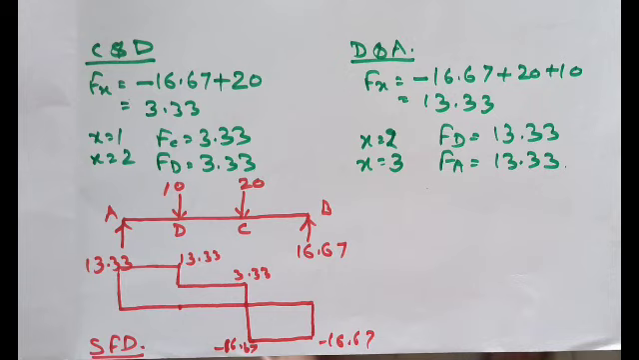Then in the last section we see Fd equal to 13.33. Initially it was 3.33. Now as the 10 kilonewton load acted, the value became 13.33. So Fd equals 13.33 and at A also we have 13.33. So we have drawn this straight line. In this way our SFD is completed. SFD for this question is completed.